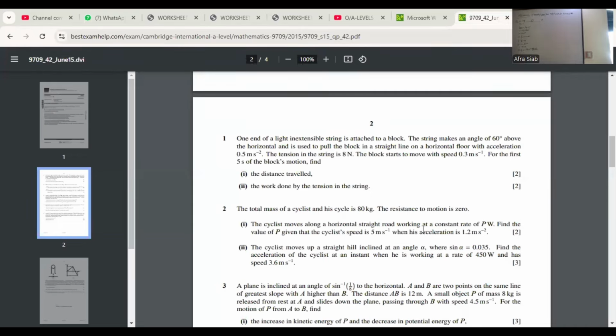The cyclist is moving up the straight hill which is inclined at an angle of alpha. At that instant the power is 450 and the speed is 3.6.